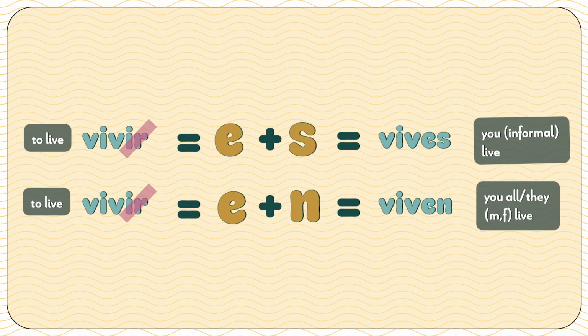The ending for él, ella, usted is e. So if we add an s, it becomes tú vives, you live. If we replace that s with an n, it becomes y'all and they live. Ustedes, ellos, ellas viven. Once you've figured out the conjugation, you could start making your own sentences.